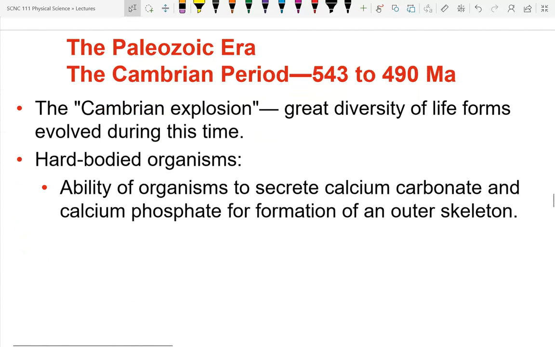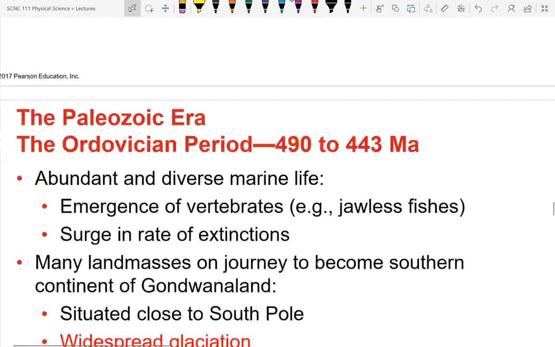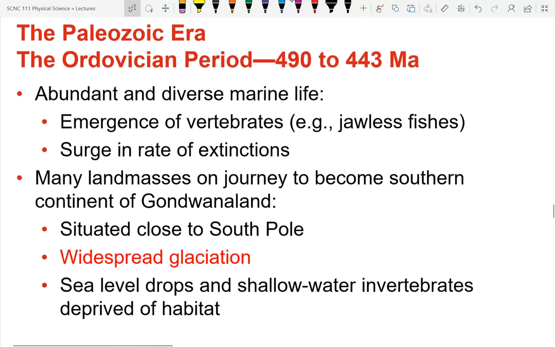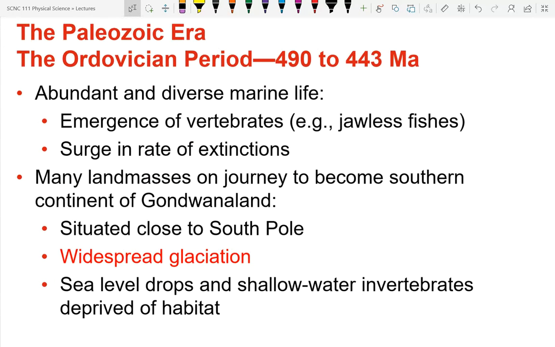So the oldest, the Cambrian. At the Cambrian explosion, you have some hard-bodied organisms. They're hard-bodied because they're secreting calcium carbonate and calcium phosphate to form an outer skeleton. It's pretty cool, lots of trilobites. And you notice that's about 50,000 or million years. Then the Ordovician, where you have the emergence of vertebrates, things that have vertebrates.